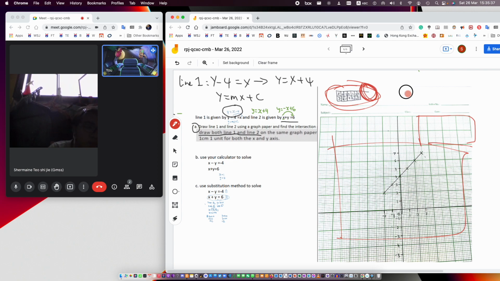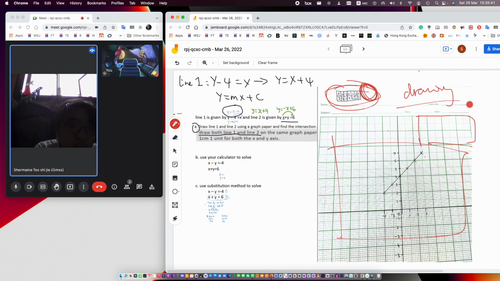By the way, this is called drawing, right? Drawing, you use pencil or pen? Pencil. Okay, if it's a pencil, can I ask you why there is an extra line and you don't go and erase it? That means you refuse to erase it, right?